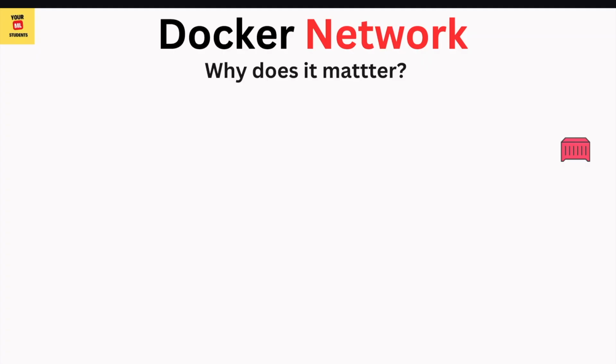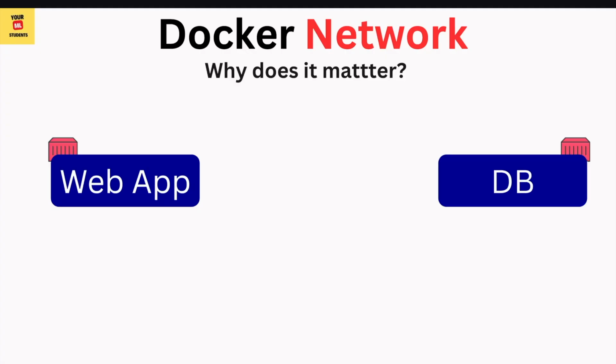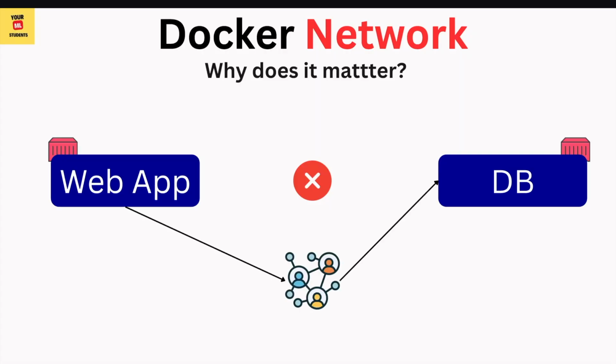So if I explain, imagine you have two containers. Okay, you have two containers. One is your web app, as you can see on this screen, and another is your database. Okay, and by default they cannot see each other, right? So Docker puts every container in its own bubble, right? And to let them talk, you need networking. Just to let them talk, you need networking.